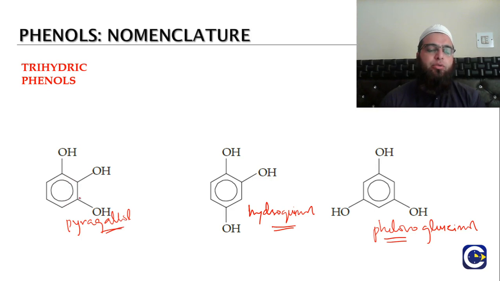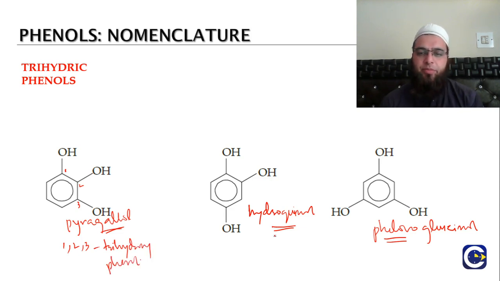And if we look at the IUPAC nomenclature, again we have to number the carbon. So we'll start numbering from this carbon. So this is 1, this is 2, and this is 3. So the name of this particular phenol will be 1, 2, 3-trihydroxybenzene. Okay, and this is also trihydroxybenzene.